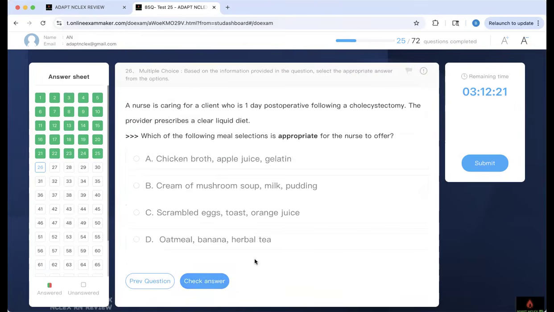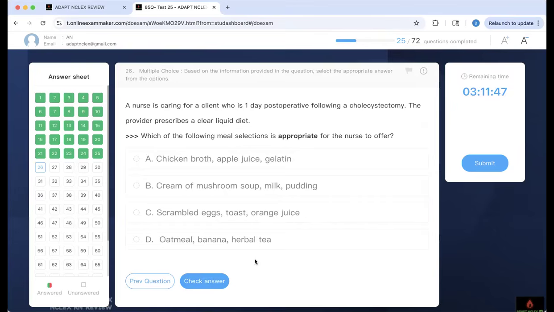And this is caring for a client who is one day post-operative following cholecystectomy. The provider prescribed a clear liquid diet. Which of the following meals is appropriate for the nurse to offer? What is a clear liquid diet? That is the concept to answer the question. Don't overthink it. Number 1, chicken broth, apple juice, gelatin. Cream of mushroom soup, milk and pudding. Scrambled eggs, toast, orange juice. Oatmeal, banana, and herbal tea. Which of these do you think is consistent with a clear liquid diet?